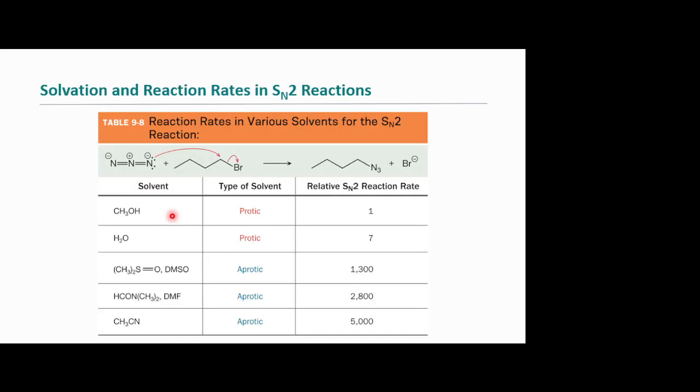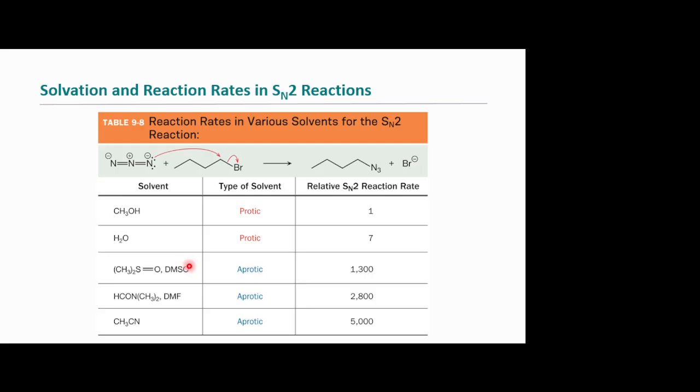Okay, so let's go ahead and look at this with different rates in various different solvents for our SN2 reaction here. If we use a solvent which is methanol, this is going to be a polar protic solvent, and you can see our SN2 reaction is about a 1 for our relative rate. We look at water here, and this is going to be about 7 for our relative rate. We get up here, this is DMSO, so it's a polar aprotic solvent, and this one's actually quite a nice polar aprotic solvent.